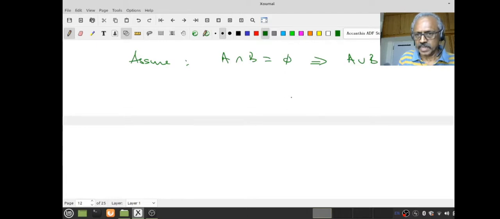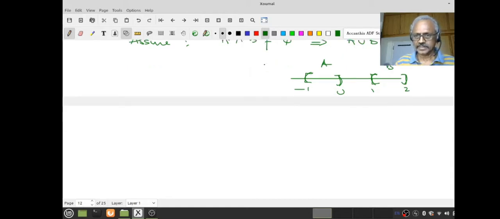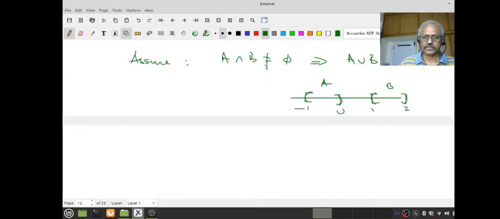Notice that in R, if I take something like -1 to 0, and 1 to 2, this is connected, this is connected. Maybe you could take closed intervals because that's all we have proved. But A union B is not connected because A union B is not an interval. So I have to assume A intersection B is not empty. Follow that?